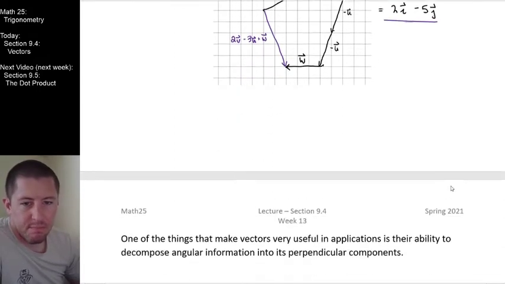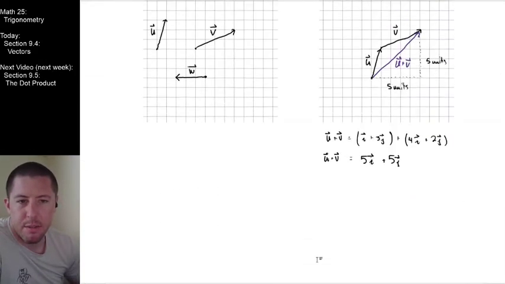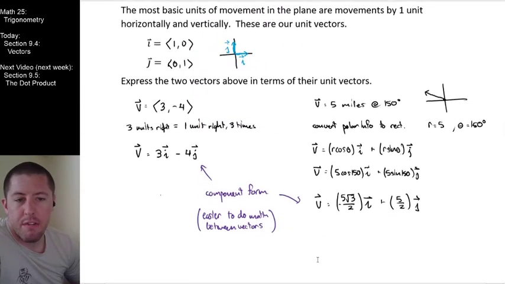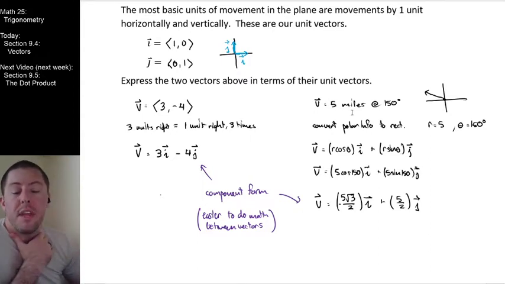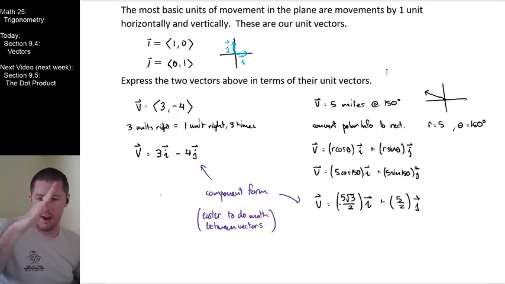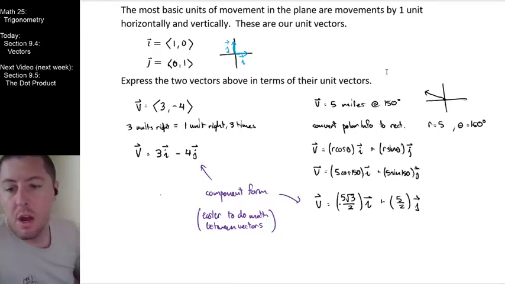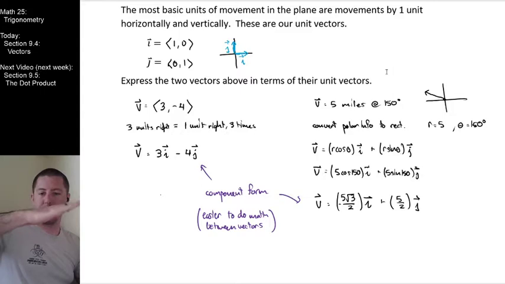So one of the things that makes vectors very useful in applications is their ability to decompose angular information into its perpendicular components. And let's go talk about what that actually means to us up here. A minute ago, we looked at this sort of polar form version, right? There's tons and tons of situations in physics and in calculus where the information that we've been provided is information about perhaps a force being applied in some direction. And that direction might not be totally horizontal or totally vertical, right? It might be a force applied in some angular direction. What we might then be interested in is, if I apply a force in some angled direction, how much force did I really apply horizontally and how much force am I really applying vertically?